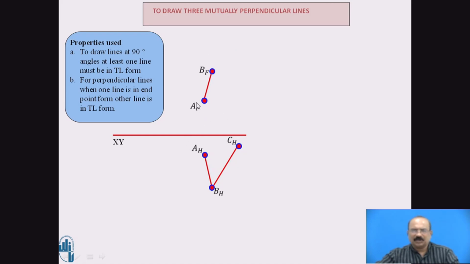Here the positions of AF, BF, the front view of the line AB, are given, and even in the top view, which we are now going to represent as AH, BH. In addition to this line, the position of CH is also given. So here AH, BH and CH are the given conditions.